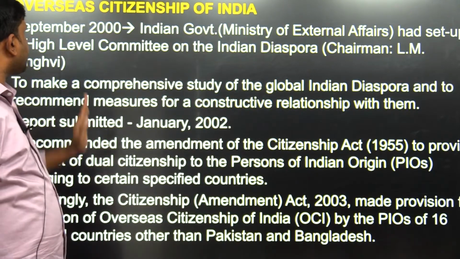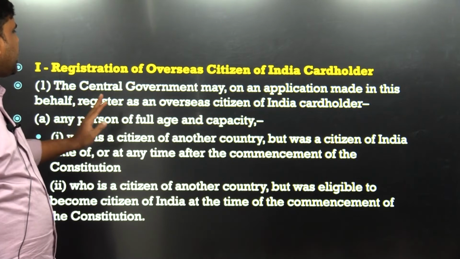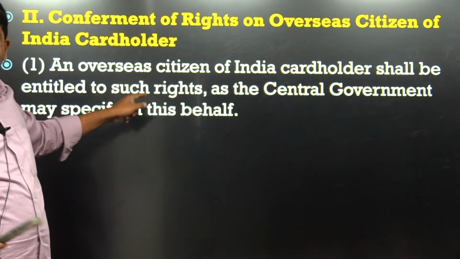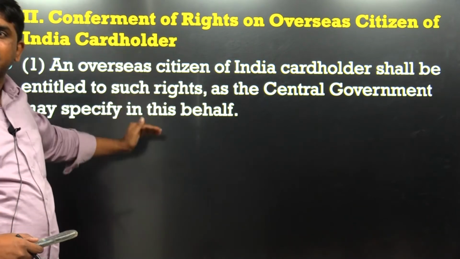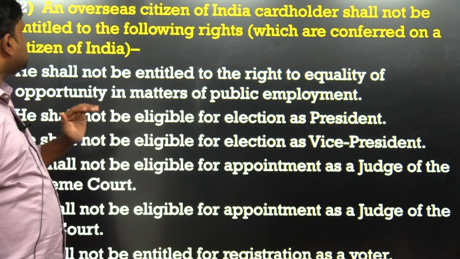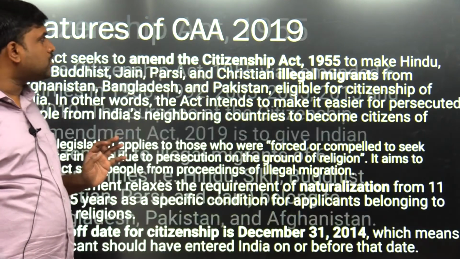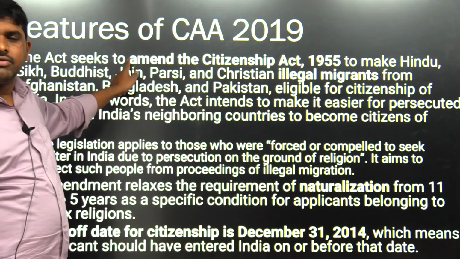Then, overseas citizen of India, how it came, registration of overseas Indians, how we will get it. You told, no, how we will have dual citizenship. There are conditions. This we will discuss next class. Then we will go for the Citizenship Amendment Act of 1955. Current affairs also we will discuss.